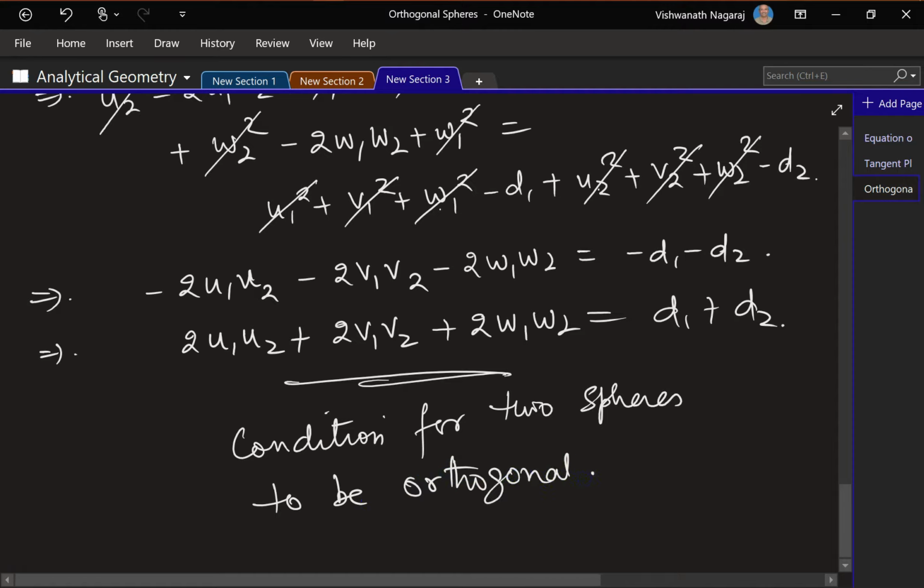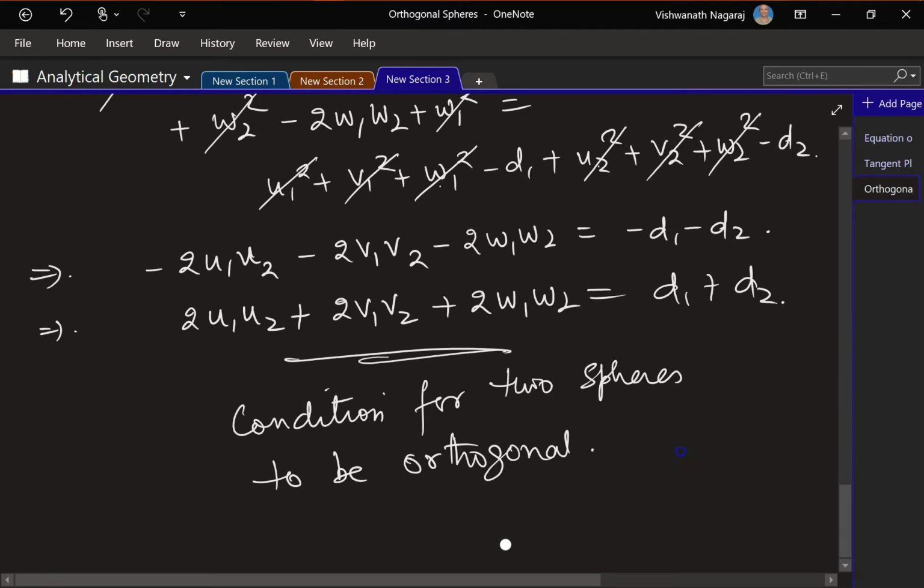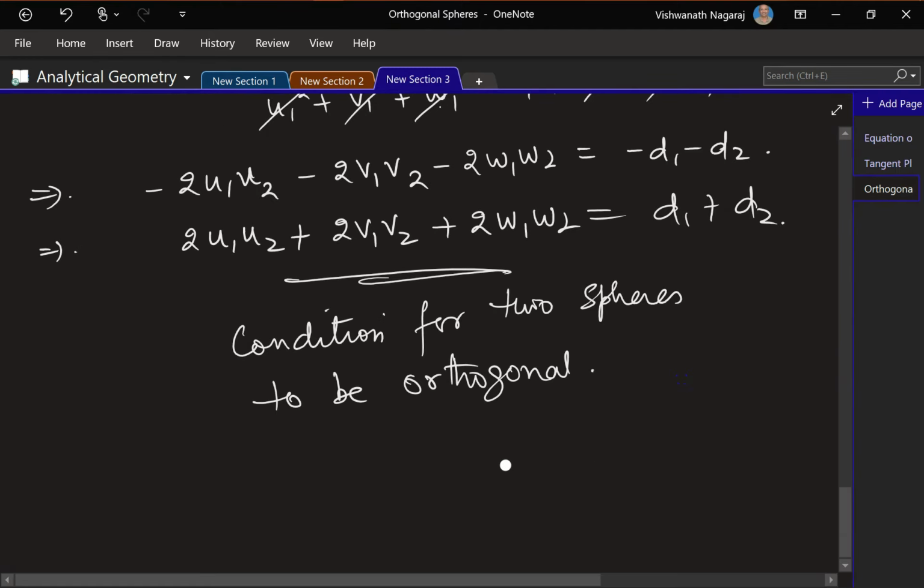So what this means is, if you are given equations of the two spheres, just substitute these values and check whether they are equal. If they are equal, that means they are orthogonal. So that is orthogonal spheres.